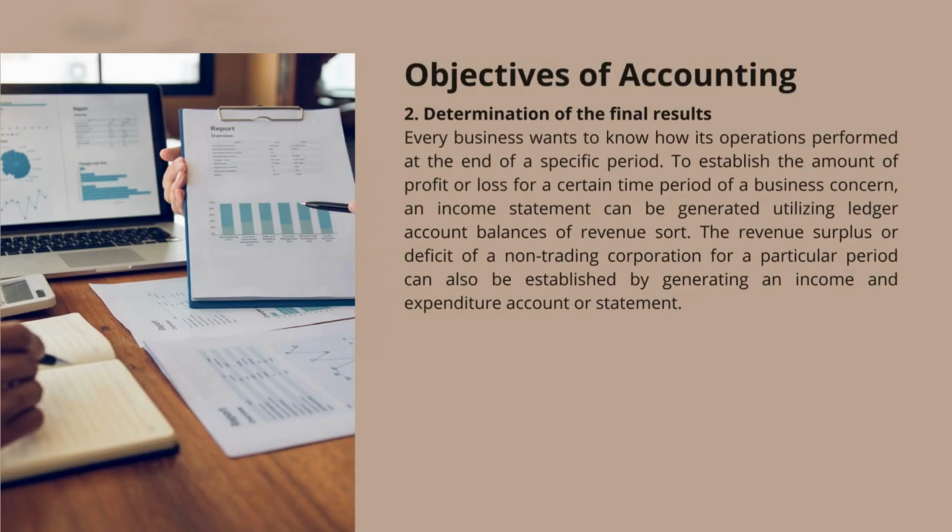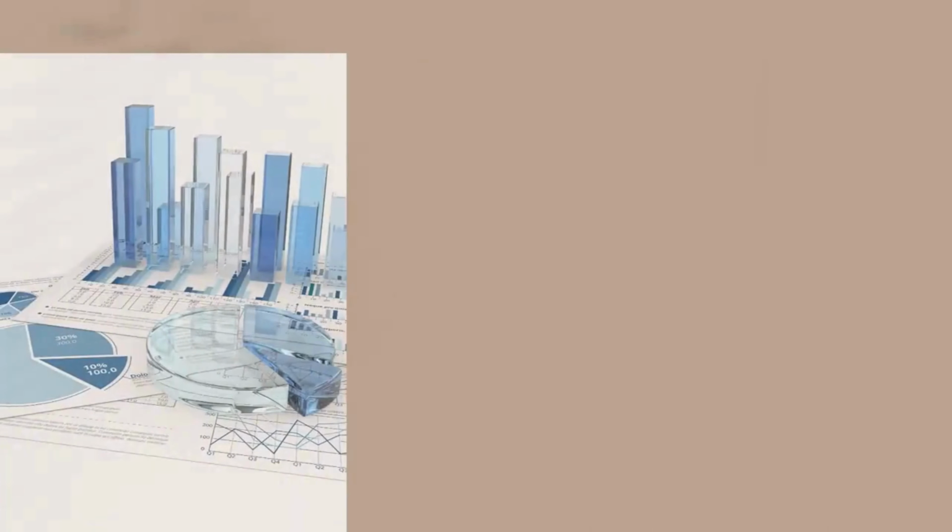Determination of the final results. Every business wants to know how its operations performed at the end of a specific period. To establish the amount of profit or loss for a certain time period of a business concern, an income statement can be generated utilizing ledger account balances of revenue sort. The revenue surplus or deficit of a non-trading corporation for a particular period can also be established by generating an income and expenditure account or statement.